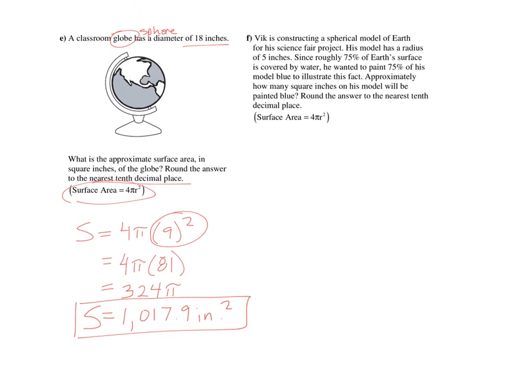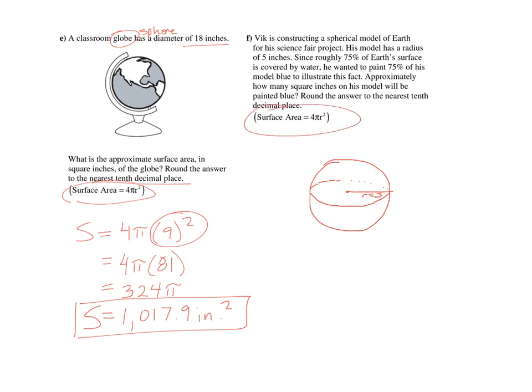All right, for part F, Vic is constructing a spherical model of Earth for his science fair project. His model has a radius of 5 inches. All right, so the Earth spherical model, here's a sphere, draw a circle, and then draw sort of a half oval horizontally, and then make the rest dotted. And then here's my radius for my sphere, r. Radius is 5. Since roughly 75% of the Earth's surface is covered by water, he wanted to paint 75% of his model blue to illustrate this fact. Approximately how many square inches on his model will be painted blue?